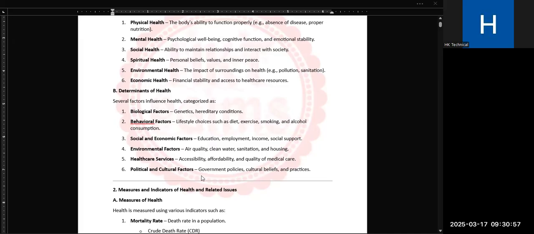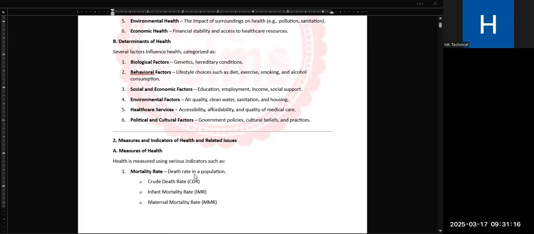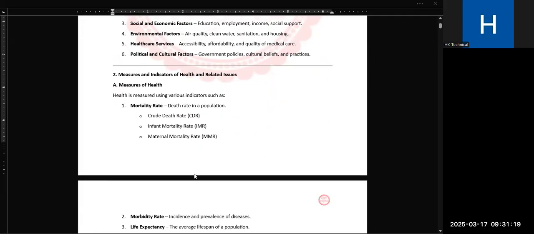Next are your political and cultural factors. It includes government policies, cultural beliefs and practices. Everyone has their own beliefs, how you believe in religious practices for health-related and treatment-related factors. So let's move forward with the measures and indicators of health and related issues.